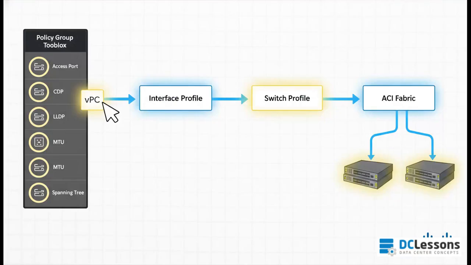So here's the absolute kicker. In ACI, something as complex as a VPC is just another policy group. That's it. You just create a VPC policy group instead of a regular one, and then you apply it to a switch profile that happens to contain 2 switches instead of 1. The model, the logic, the entire workflow, it's exactly the same. Now that is elegant. That's what scalability looks like.